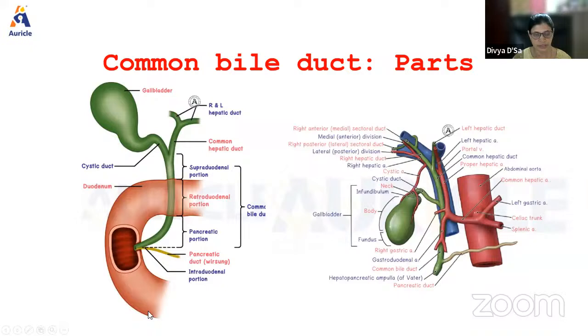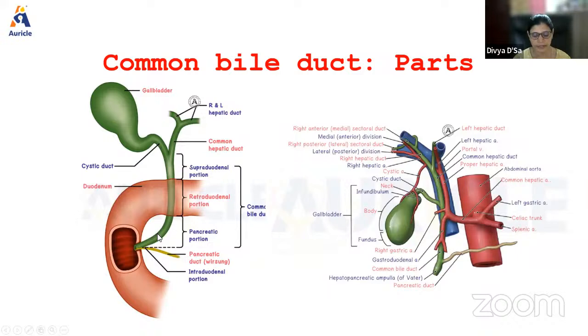The common bile duct has three parts: the supraduodenal part, the retroduodenal part, and the pancreatic or infraduodenal part. The supraduodenal part lies along the first part of the duodenum. It is related to the portal vein behind, and on the left side to the trunk of the hepatic artery. The retroduodenal part lies behind the first part: in front is the duodenum, behind is the portal vein, and on the left side is the gastroduodenal artery.